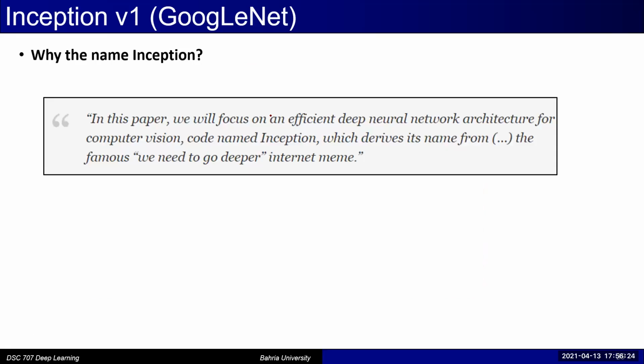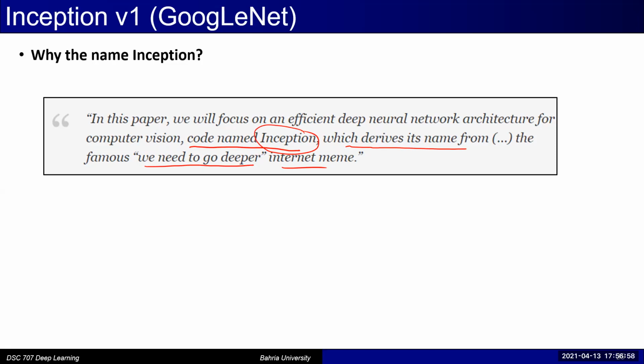This is a small extract from the original paper, where they say that in this paper, they'll focus on a model code named Inception. This is a code name they have given to the model, which derives its name from the famous "we need to go deeper" internet meme. It's a bit rare for a research paper to cite an internet meme. You will not see it frequently in research papers, but that's the way it is. This was their source of inspiration, so they called it Inception.